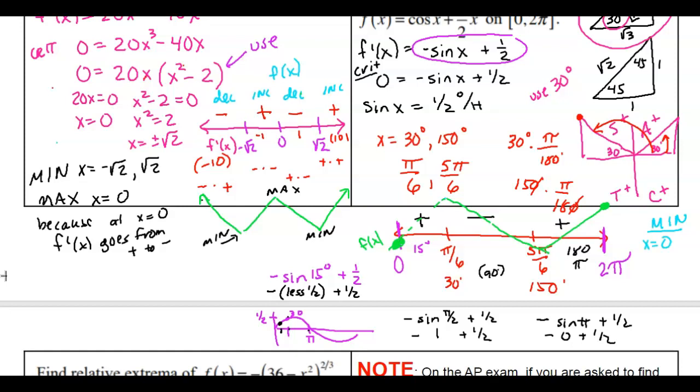And then I get a high point. So we're going to say max. That's at pi over 6. So x equals pi over 6. Then I come down here, and that's a low point. So at 5 pi over 6, that's also a minimum.